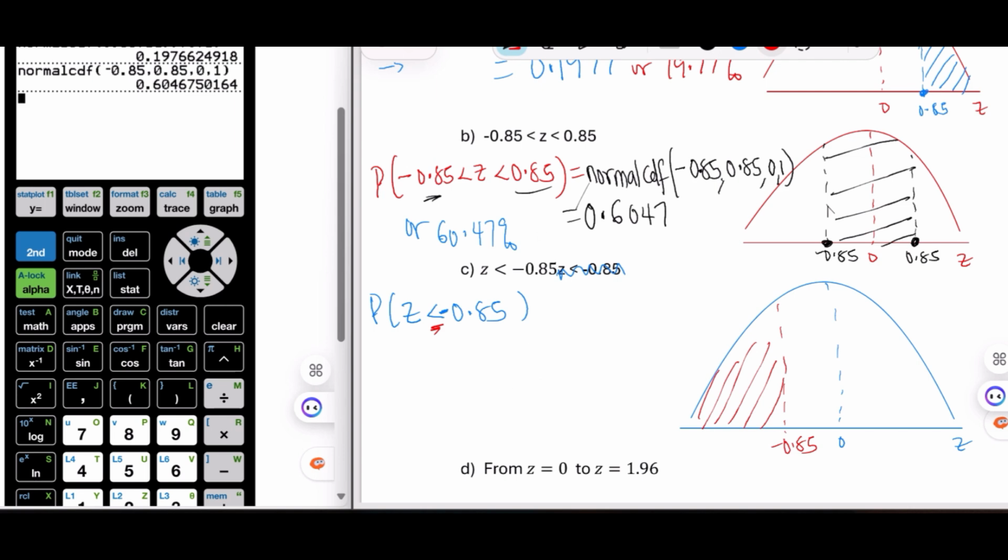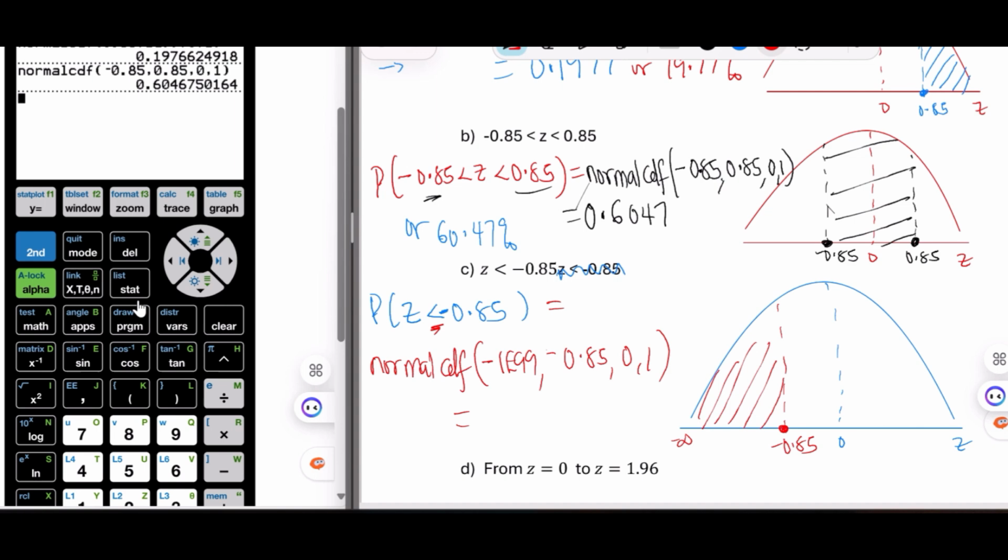Okay, now here, using the same normal CDF, the lower bound is going to be from negative infinity, which is negative 1e99. And this is going to be our upper bound, which is negative 0.85. We have 0, we have 1.